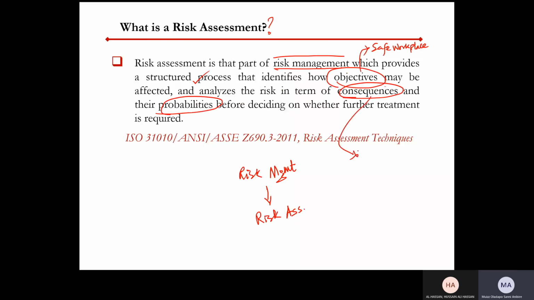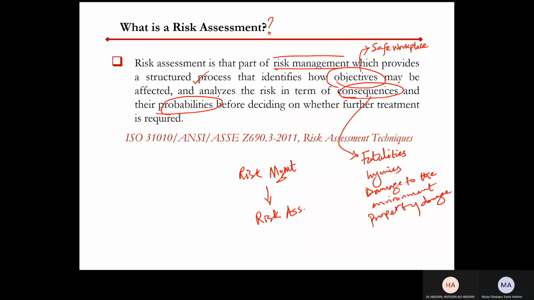The consequence means the effects of the hazard or the risk. If you're talking from the perspective of safety, in terms of fatalities, injuries, damage to the environment, and we could also have property damage or damage to a facility as well. You have huge losses from damage to equipment, to your building, your facility, your plant, your factory. All these are consequences of the hazard. There could be other consequences as well, like fines.